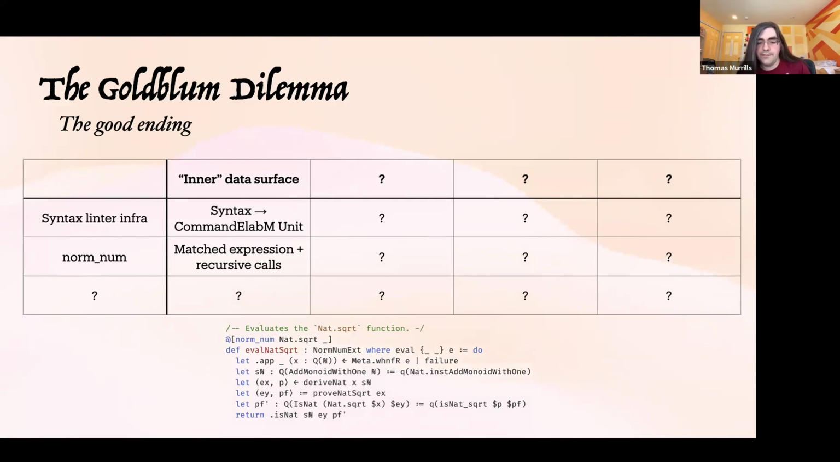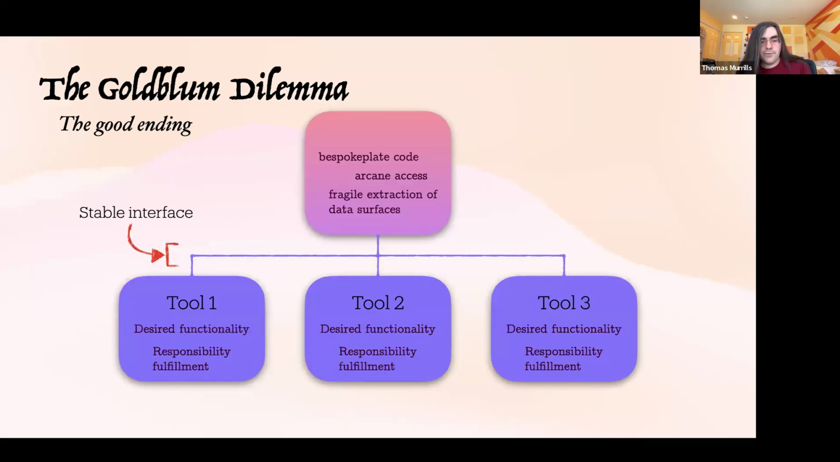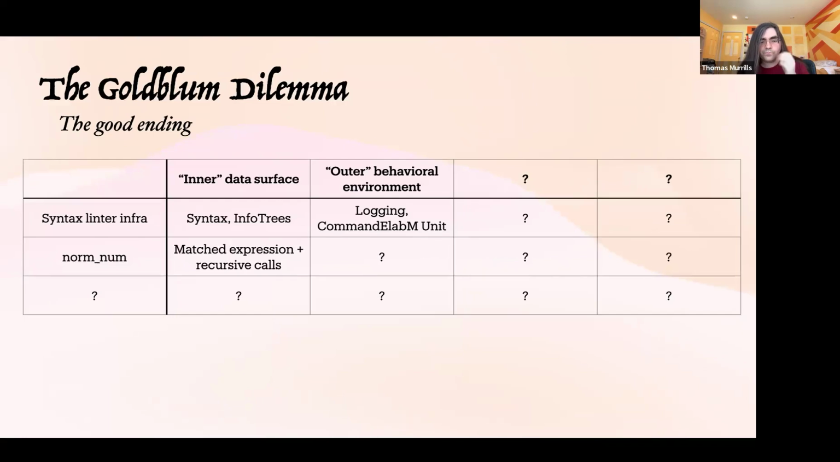as is the monad that this is operating in. You don't need to know what a monad is, but this derive nat right in the middle there, that lets us call normnum's extensions recursively. So that's another aspect of the data surface that normnum sees. So it's really good if this interface is stable, right? We don't want to constantly be adding things or removing things to or from this interface.